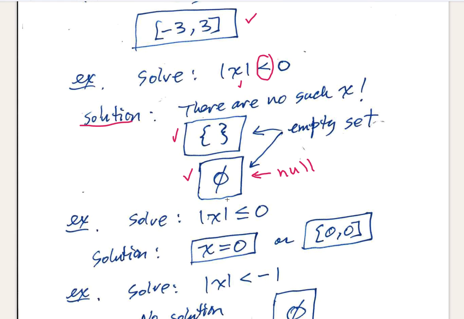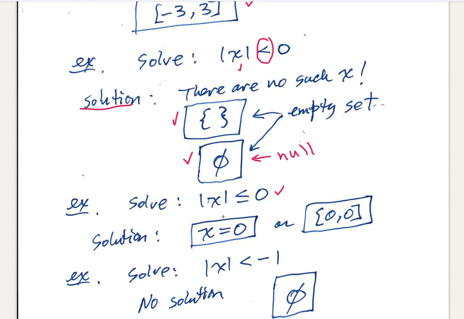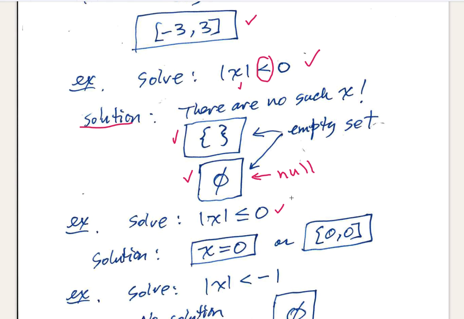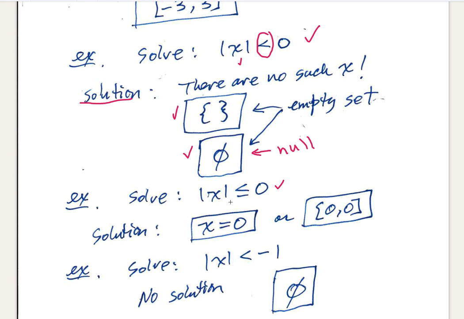Let's go ahead and look at a related problem here. Let's solve this. The absolute value of x is less than or equal to 0. Now, if you think about it, if you consider absolute value of x is less than 0, there were no solutions as we saw above. So the only possible solution left for this would be what? Absolute value of x equals 0. And the only number whose distance from the origin is 0 is 0 itself. So the only solution is x equals 0.